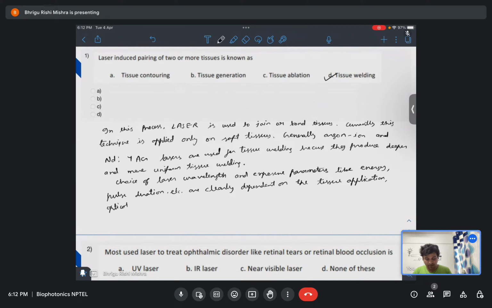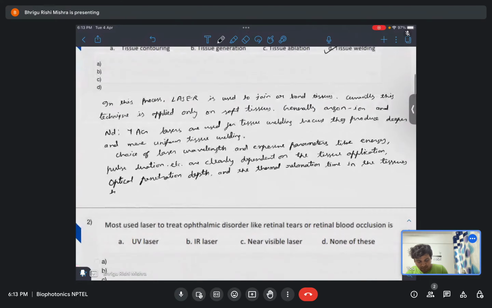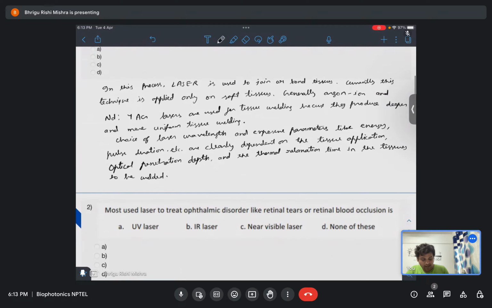So on the tissue application, optical penetration depth, and the thermal relaxation time in the tissues to be welded. Okay, so there are basically three approaches.